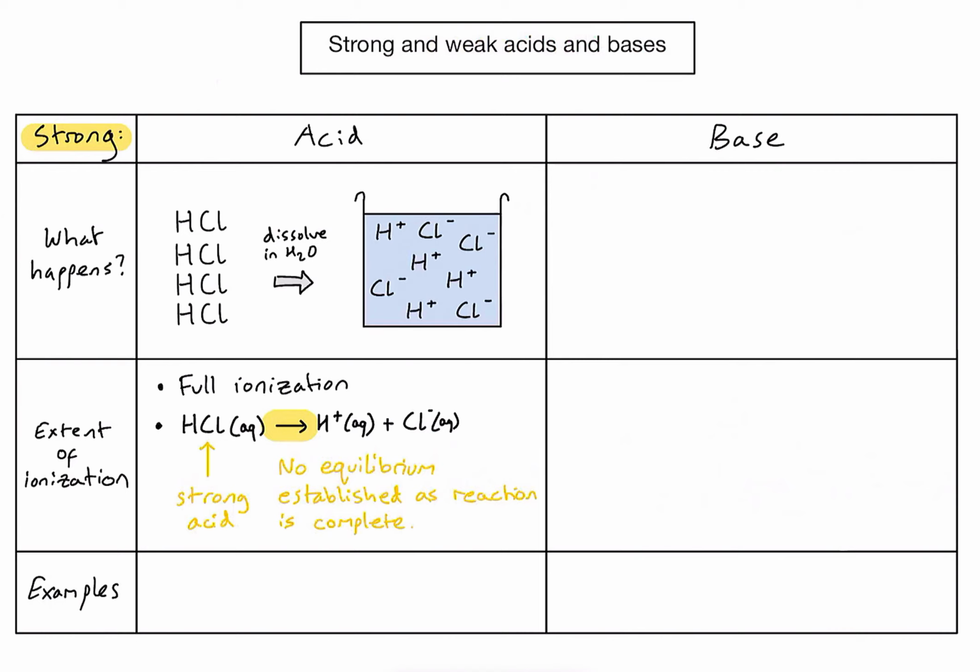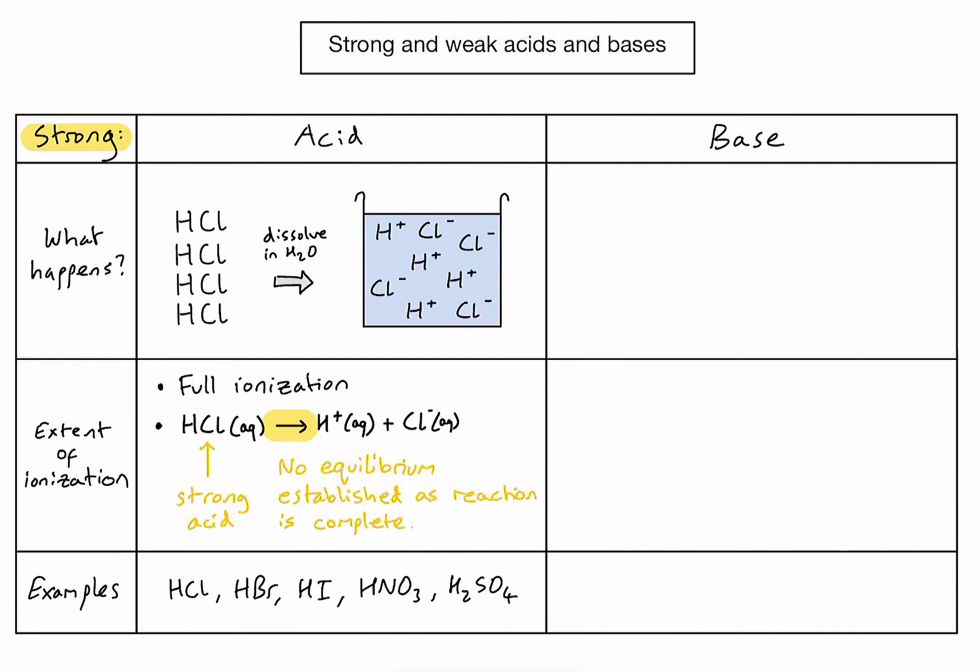Now, some other examples of strong acids that we might come across in the course: hydrochloric acid we've just looked at, hydrobromic acid, hydroiodic acid are very similar, and then things like nitric acid and sulfuric acid. The formulas are written down there at the bottom.